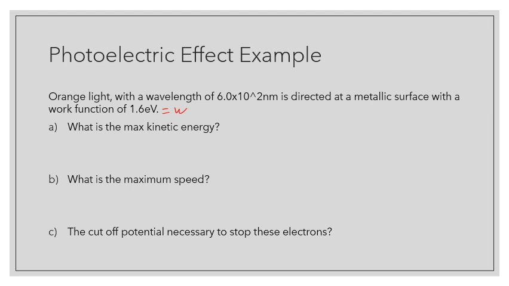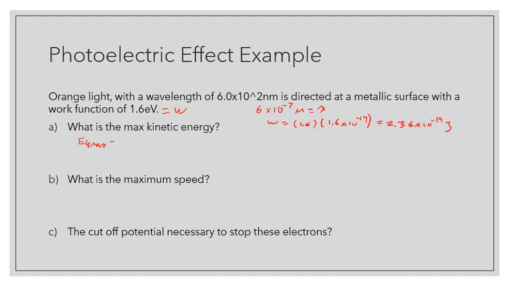First, we should convert everything to meters and to joules. So the wavelength is 6 times 10 to the negative 7 meters, and the work function, let's convert it to joules. So work is equal to 1.6 times 1.6 times 10 to the negative 19, so 2.56 times 10 to the negative 19 joules. So what's the max kinetic energy?